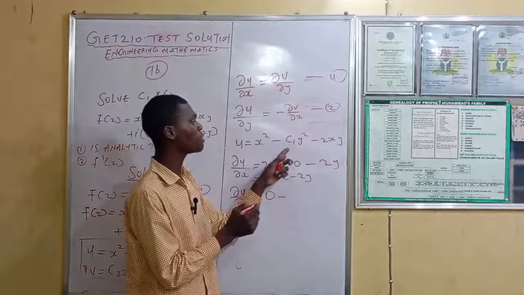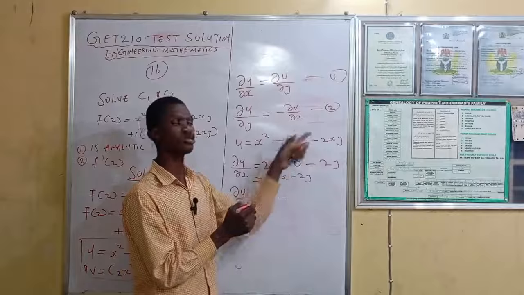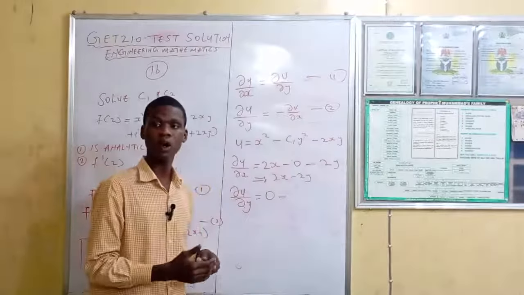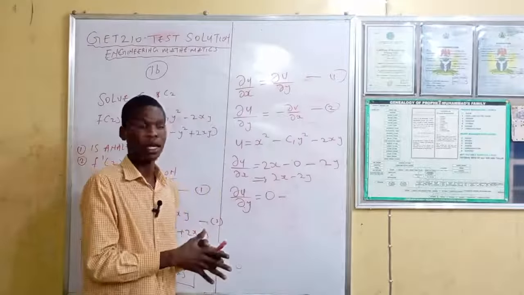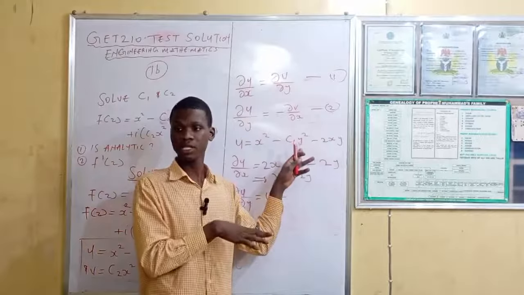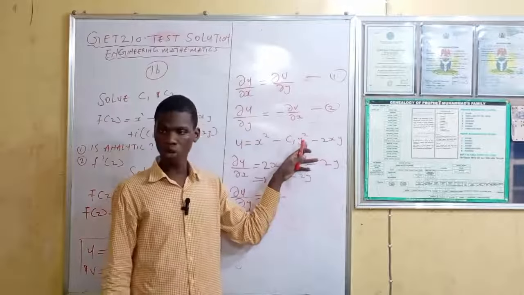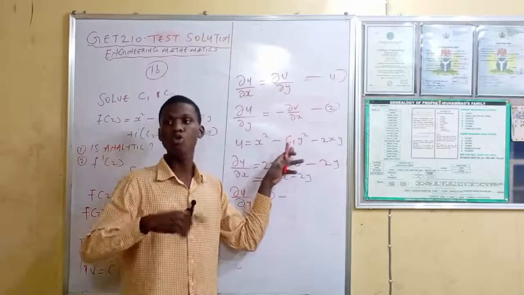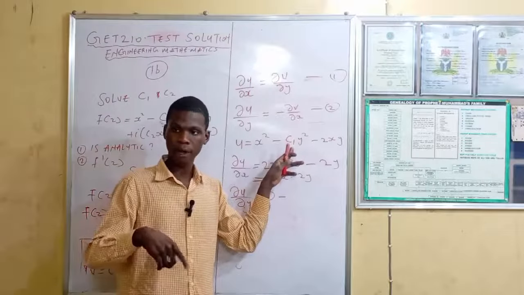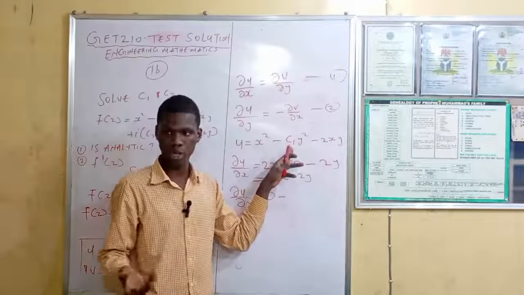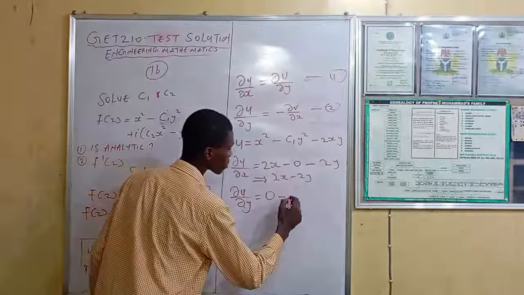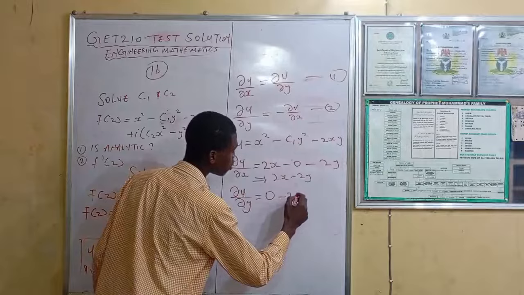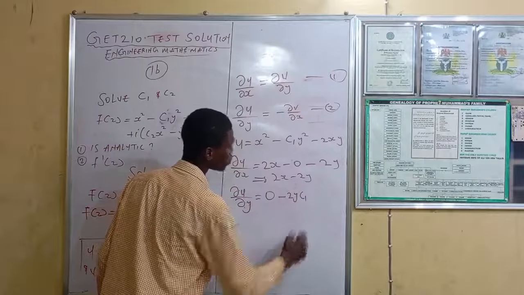Minus, I'm having c1 and y squared. There's a function of y attached to that c1. That is, I can differentiate. Differentiate y squared. What do you have? 2y. 2y times c1. 2c1y. Or you say 2y c1. Anyhow you put it, it is multiplication. So let's go with 2y c1.